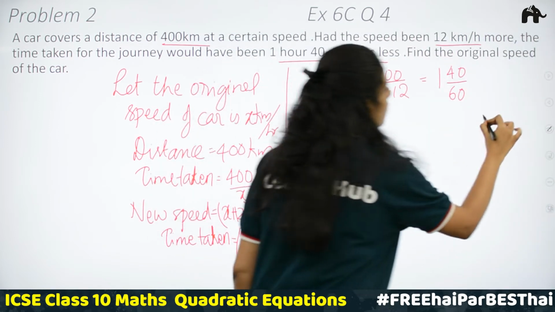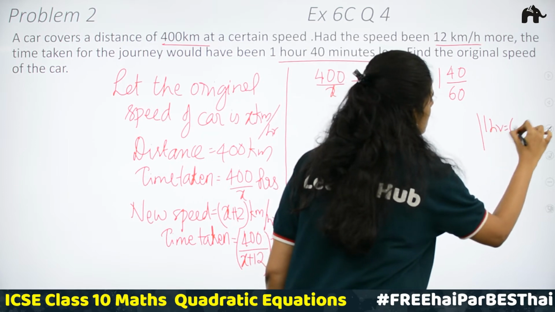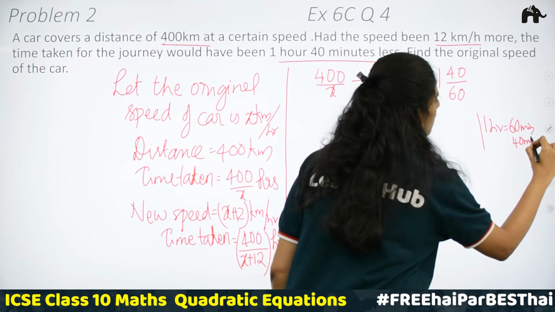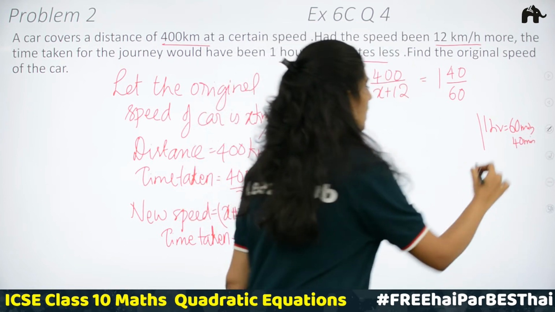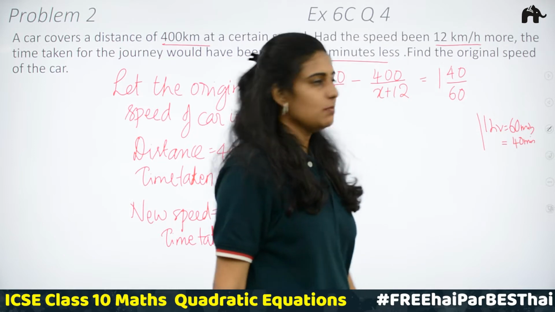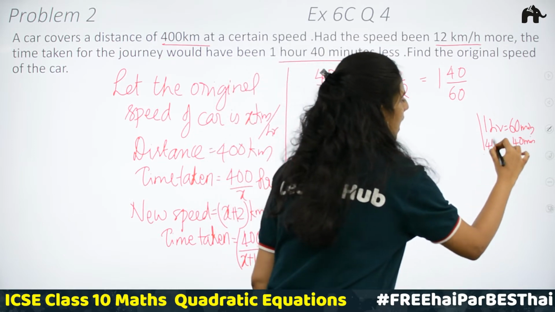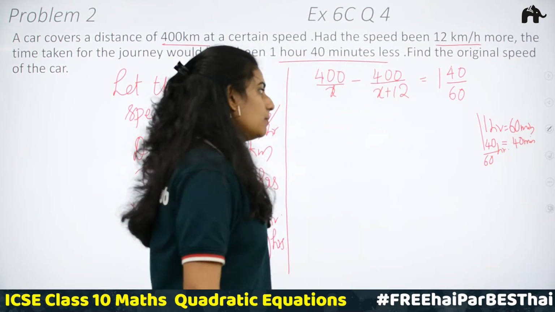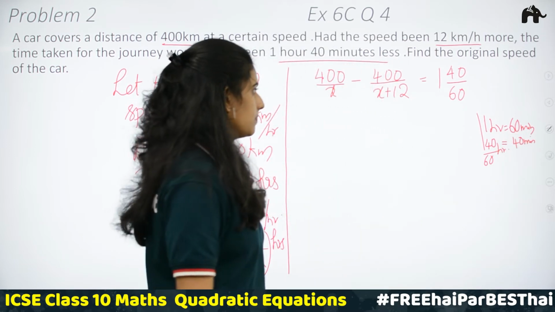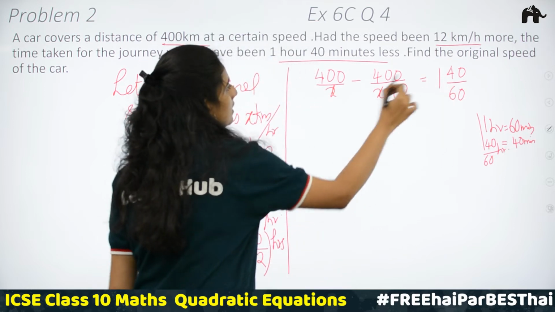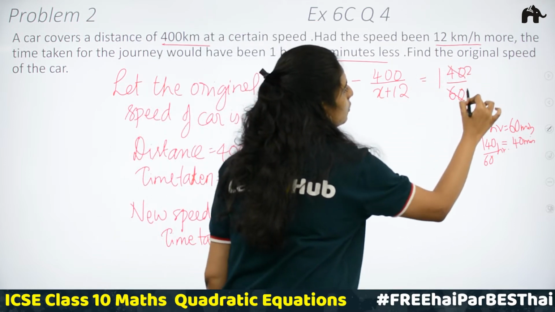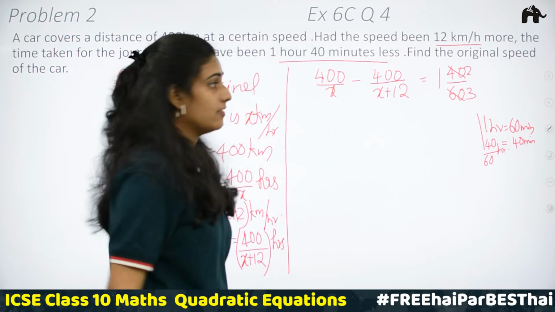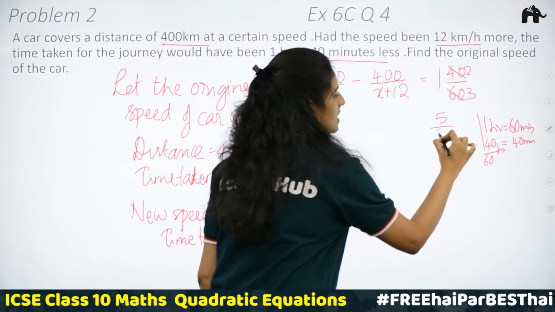We know 1 hour is 60 minutes. We have to find 40 minutes. 40 minutes will be equal to 40 by 60 hour. Now, this 40 by 60 is 2 by 3. 1 into 3, 3 plus 2, 5. So 5 divided by 3 is the improper form.